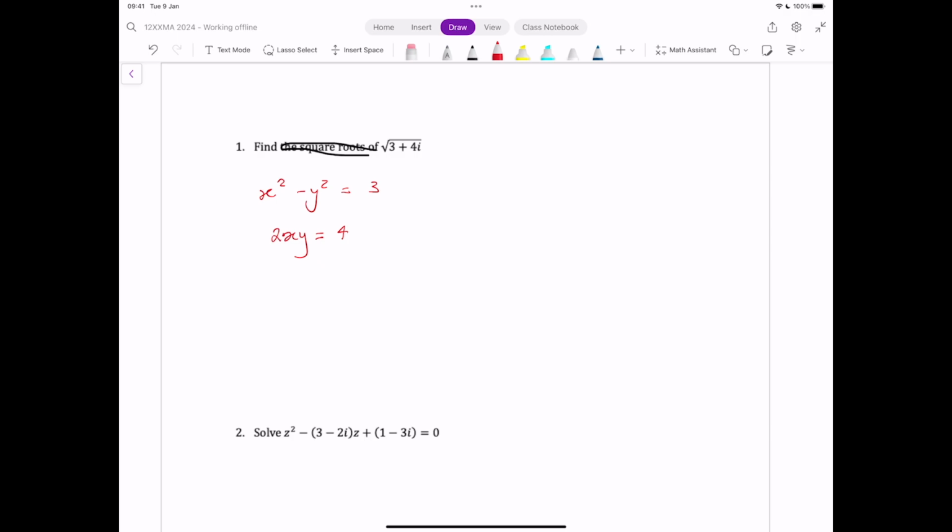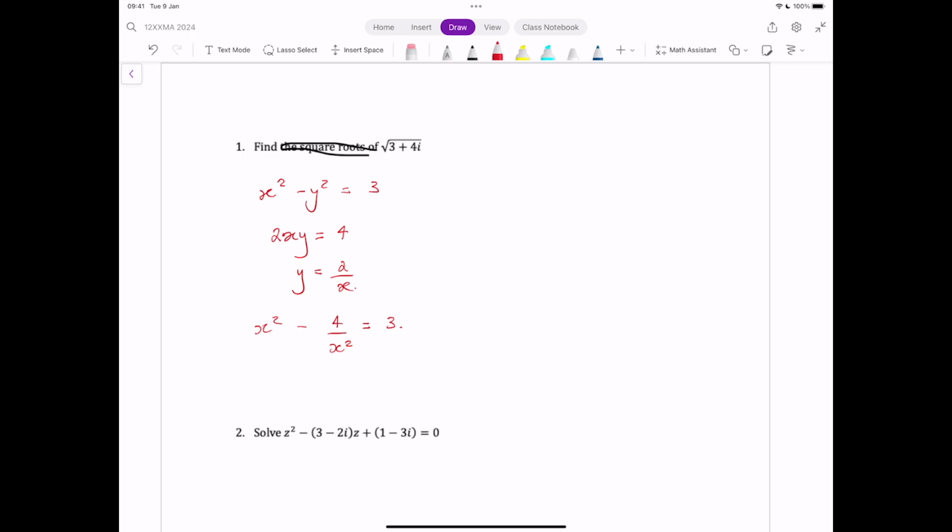All we have to do here is solve this set of simultaneous equations. So if we divide and make y the subject, we've got y is equal to 2 on x. We're then going to substitute that into my original equation. x squared minus 4 on x squared, so we're squaring that because it's y squared, is equal to 3.